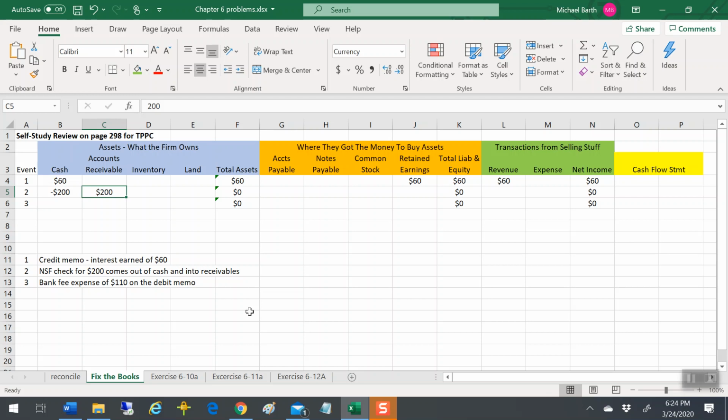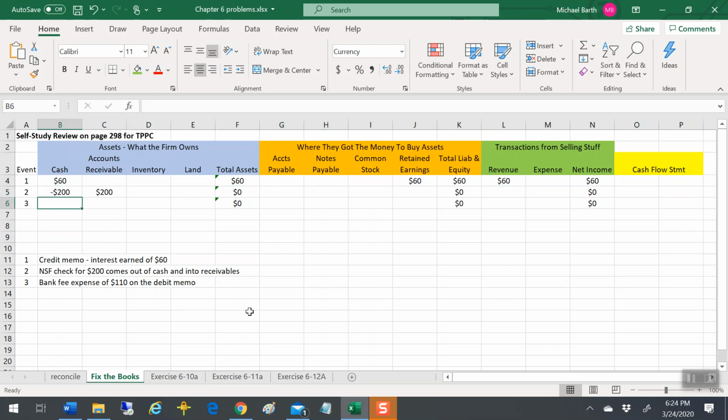Okay. There is no asset effect, so there's no liabilities or equity effect. There's no revenue effect. That $200 was revenue when we sold the goods to that customer, and it's still revenue. We just haven't collected on it yet.